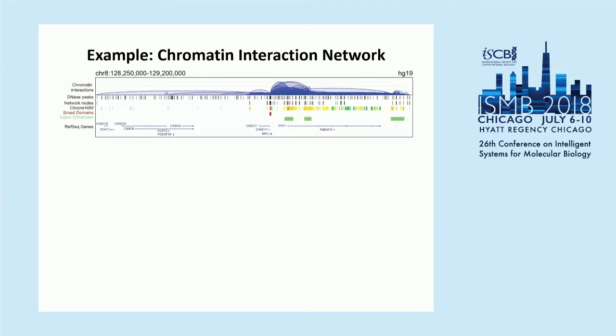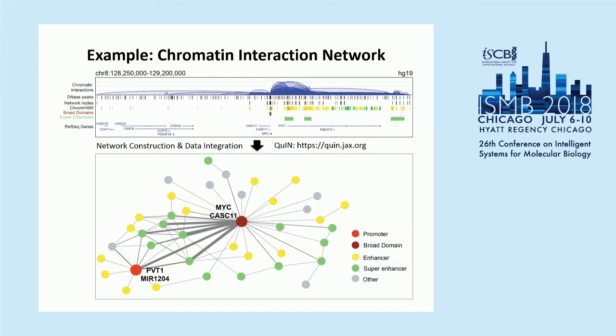So here's an example in the MYC locus where we have our different tracks used for building our chromatin interaction networks. For example, we have our RNA Pol II ChIA-PET data, DNase-seq data, ChromHMM states, broad domains, and super enhancers. And we use our previously published tool Quilt, which is available at quilt.jax.org, to build our annotated chromatin interaction network.